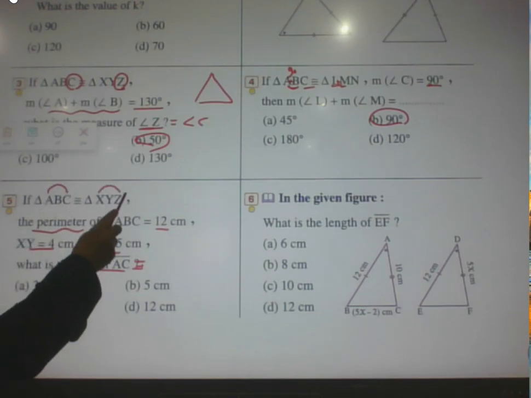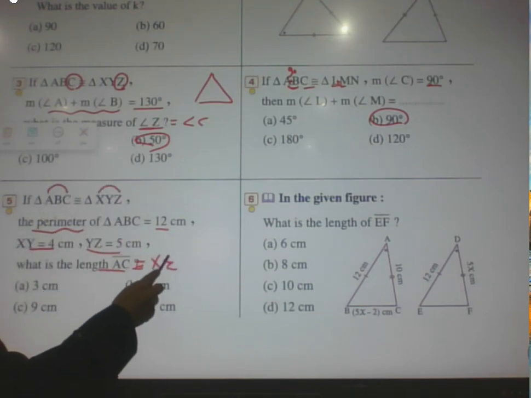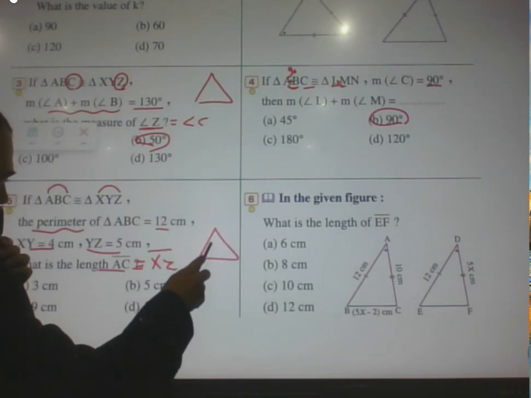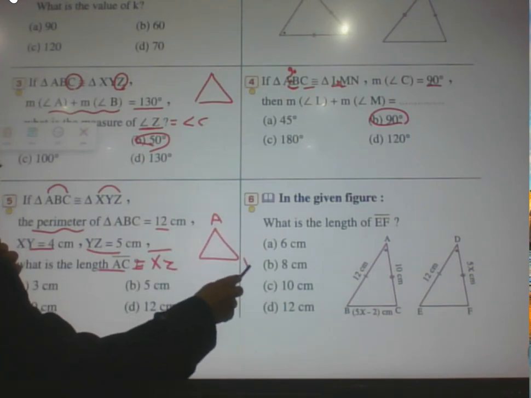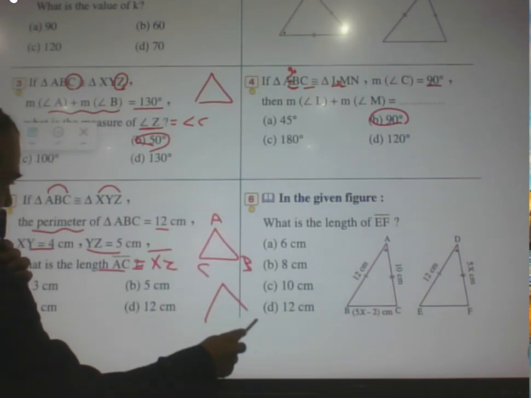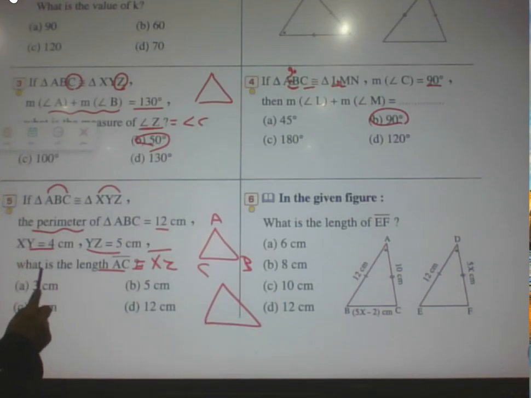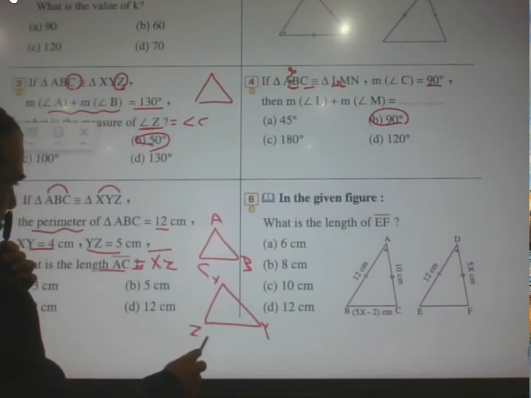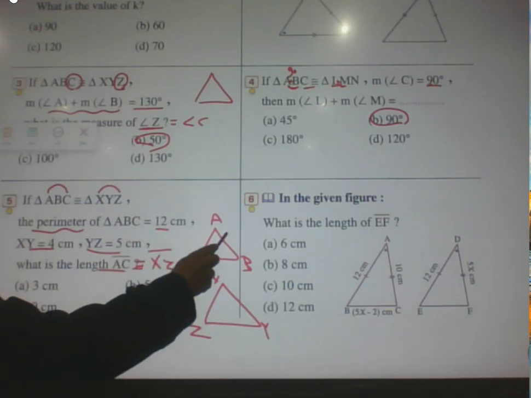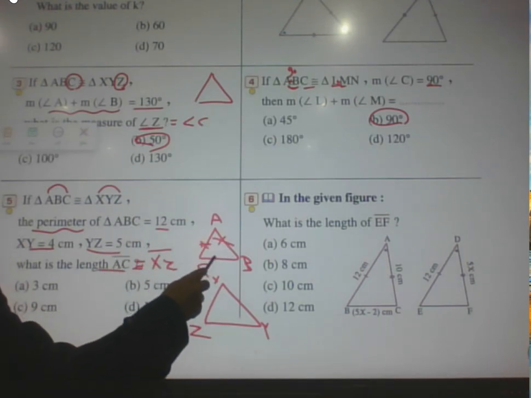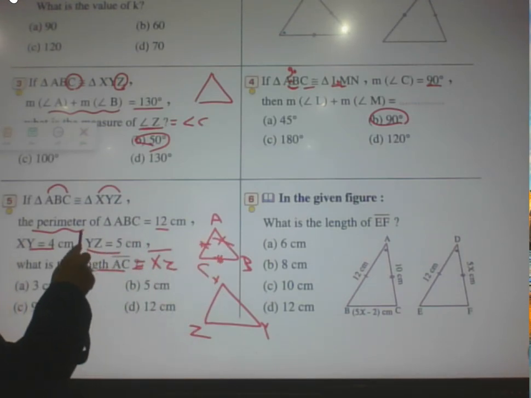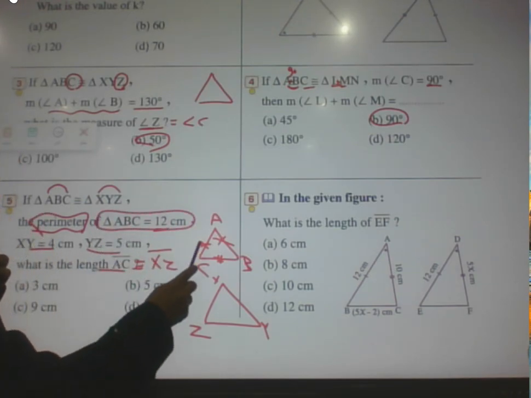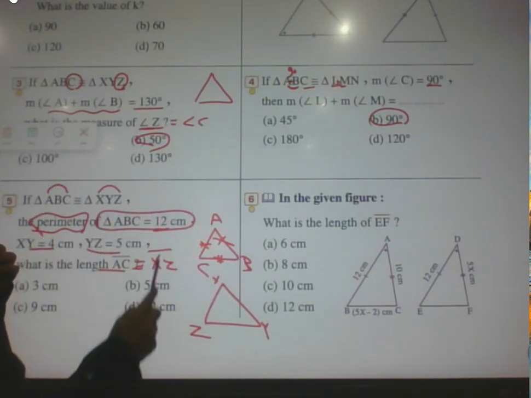EC is congruent to XZ. They are congruent. How can we find the length of XZ from this triangle? We have triangle ABC and the other triangle XYZ, which are congruent. The perimeter is the sum of all sides of any triangle. The perimeter of triangle ABC means AB plus BC plus CA equals 12 centimeters.